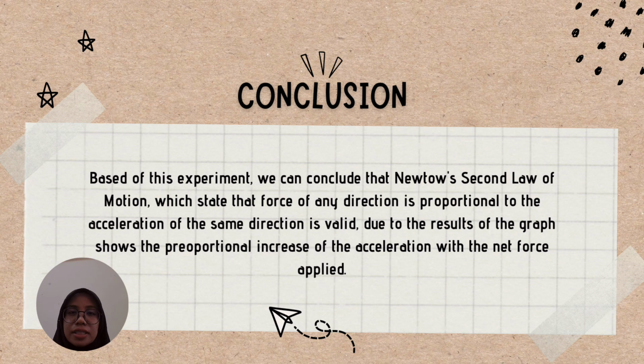The conclusion of this experiment is, based on this experiment, we can conclude that Newton's second law of motion, which means that force in any direction is proportional to the acceleration in the same direction, is valid. This is due to the result of the graph showing a proportional increase of the acceleration with the net force applied.